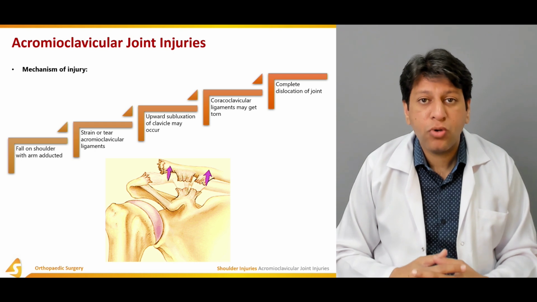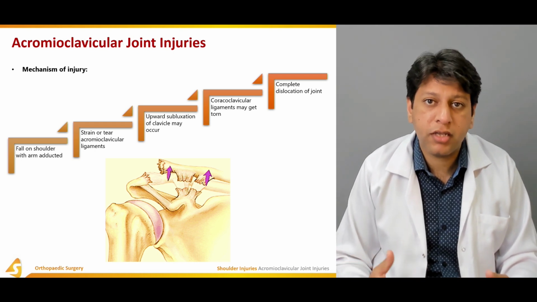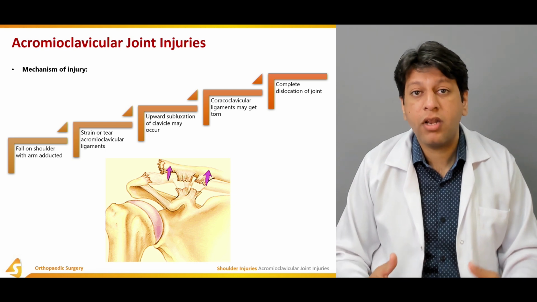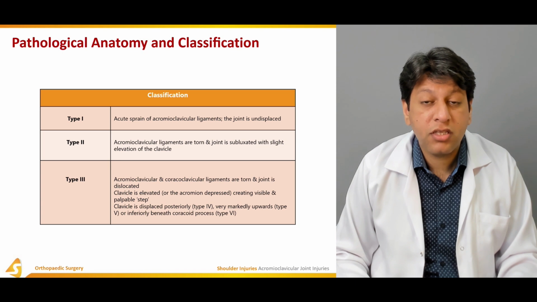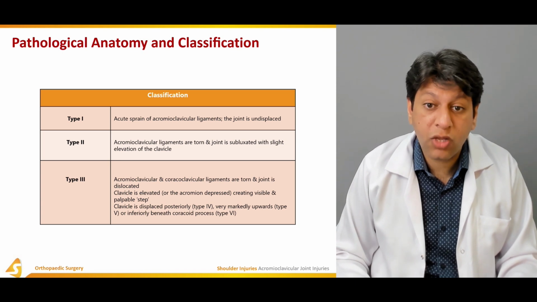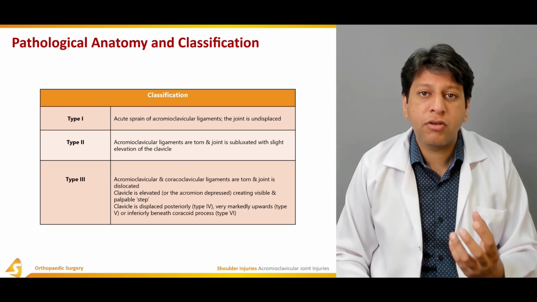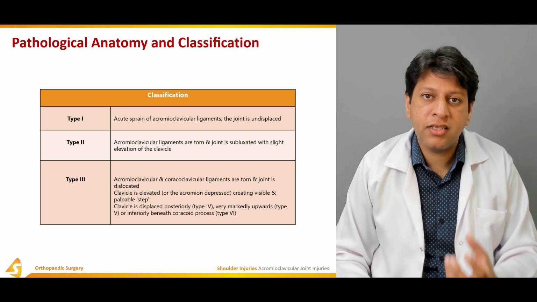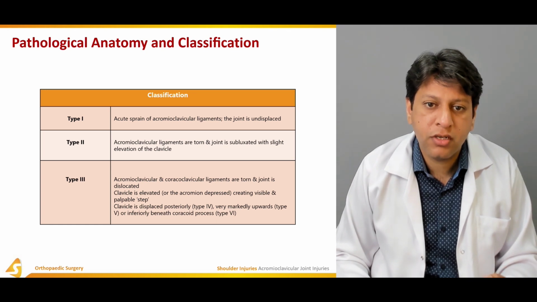Now, depending upon the kind of injury and how much displacement has occurred, this is how we have classified acromioclavicular joint injuries. Coming to the classification, there are basically 6 types. Type 1 is an acute sprain of the acromioclavicular ligament in which the coracoclavicular ligaments are intact, and there is an undisplaced sprain of the acromioclavicular joint.